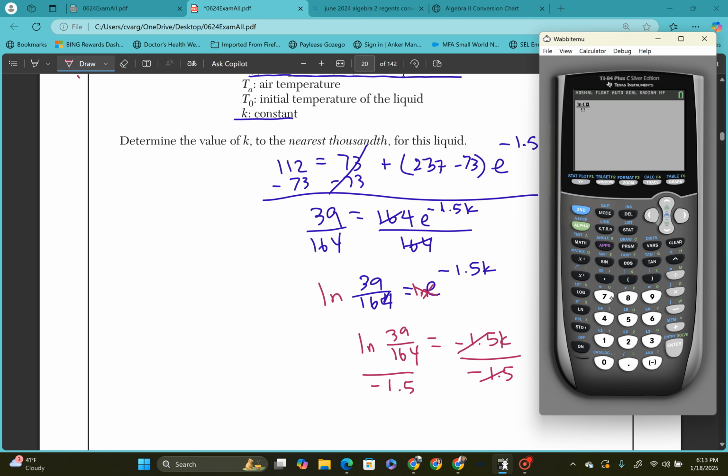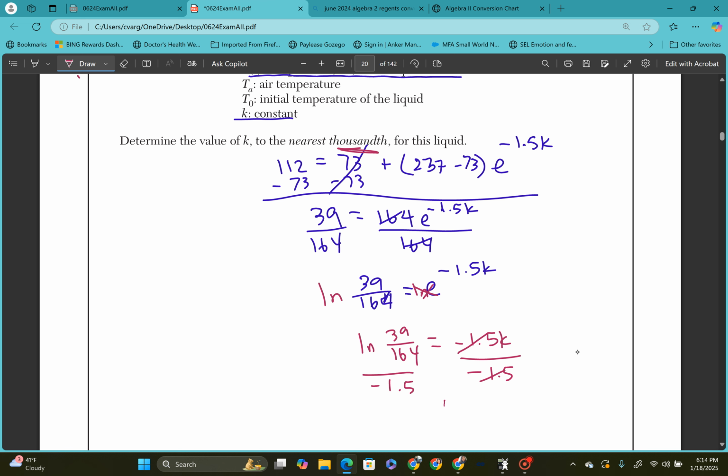Cool. I have another fraction, alpha y equals 39 over 164. Close our parentheses. You don't have to, but let's just do that anyway. And then I have k is about 0.958, and it says to the nearest thousandth, so k is about 0.958. So round it to the nearest thousandths.